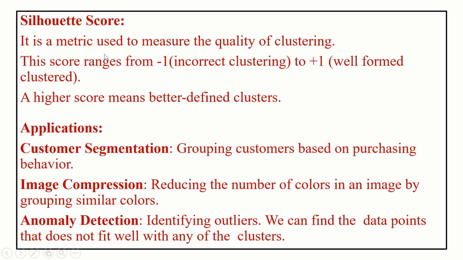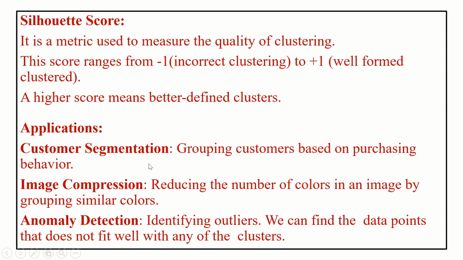Silhouette score. It is an evaluation metric used to measure the quality of clustering. The score ranges from -1 to +1. -1 indicates incorrect clustering and +1 indicates well-formed clusters. The higher score means better defined clusters.